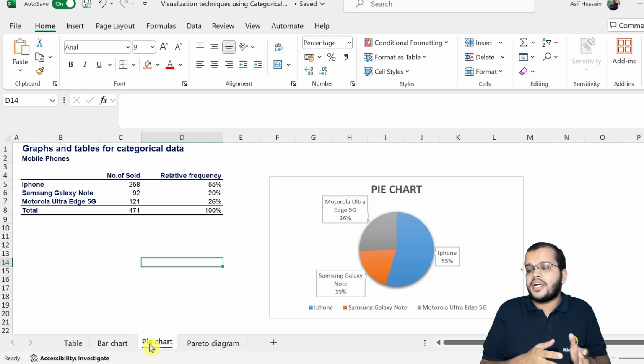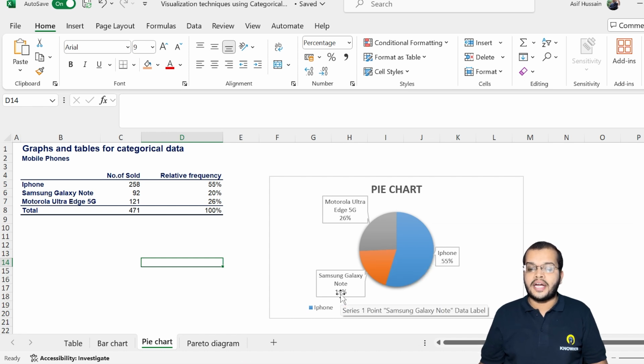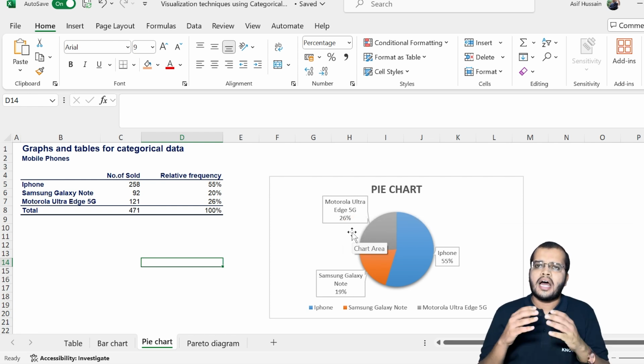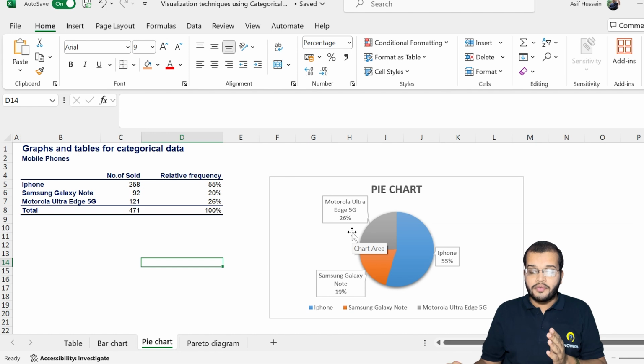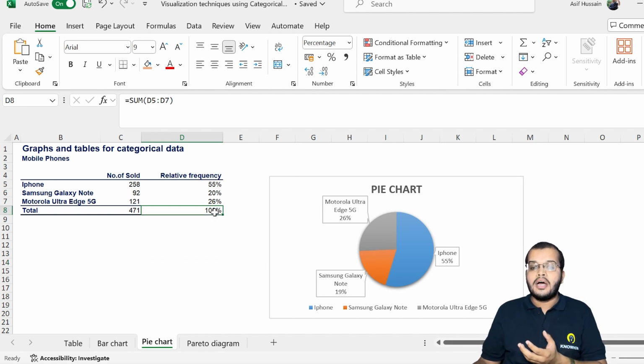When I convert it into a pie chart, the advantage is that I am able to see the percentage, the relative frequency, for each product in our data. If you carefully observe, the Samsung Galaxy Note is 19% sold, the iPhone is 55% sold, and the Motorola Ultra Edge 5G is 26% sold. So what's happening here? When I show this kind of information as percentages with the relative frequency, and we sum all the frequencies cumulatively, we get 100%.